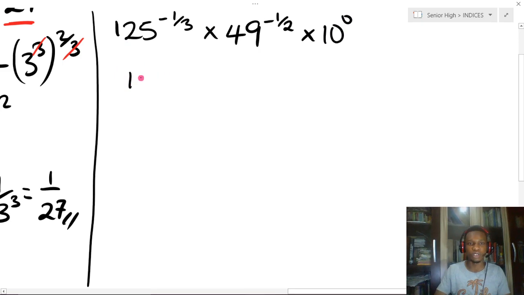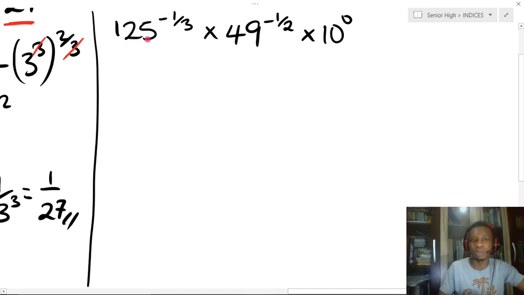Here is 125. I can easily tell you what's happening here. I can write my 125 in the indices form of 5 raised to the power 3, or I can just apply this law straight away. Whichever one, it will still work well. So I will solve it two methods: writing it first in indices and then solving, or I just apply the law directly. So let me write first in their indices.